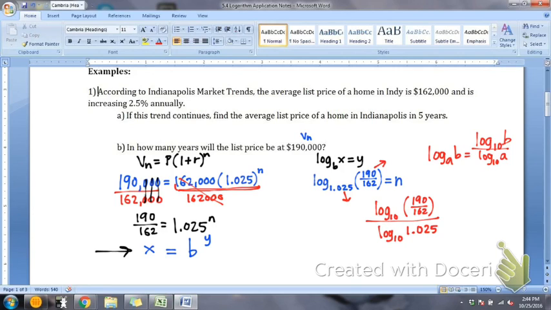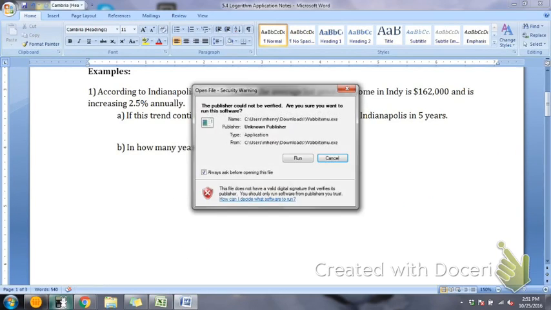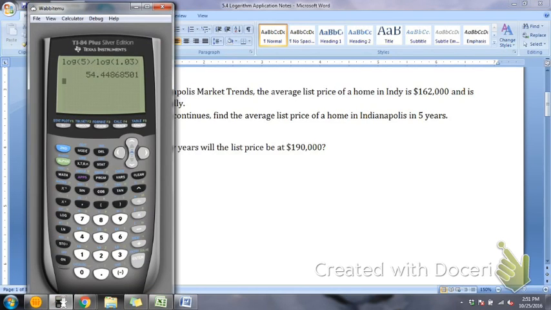Now, that seems like a bear, okay, but we're going to put this in our calculator very carefully. So I'm going to pull up my calculator, and I want you to make sure that you are inputting it into your calculator as I am. All right, so we're going to have the log of 190 over 162. Close your parenthesis. Log of 190 divided by 162. You should be doing it on your calculator as well, not just staring at mine. Okay, so we have that. It's important to close your parenthesis because if you don't, you're going to get the wrong answer. Divided by log of 1.025.